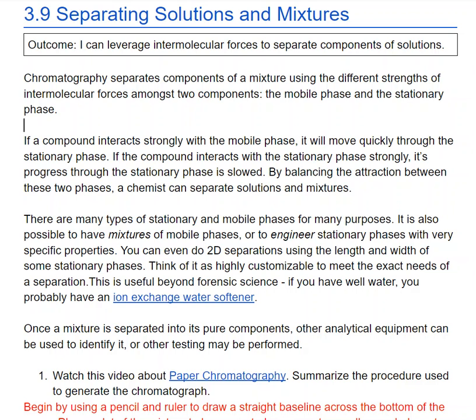We also have this mobile phase and the stationary phase. So based on how those molecules that are being separated interact with those two phases, we can separate them. So if a compound is able to interact strongly with the mobile phase, it will move quickly through the stationary phase. If it interacts with the stationary phase strongly, its progress is going to be slowed. So we can kind of balance these attractive forces in order to separate a solution or mixture.